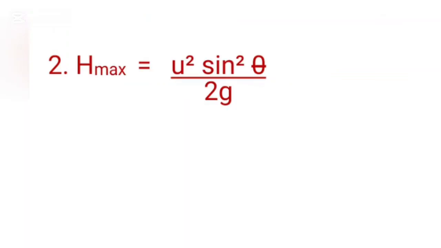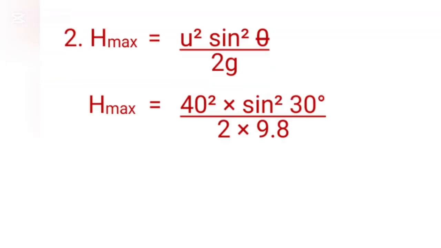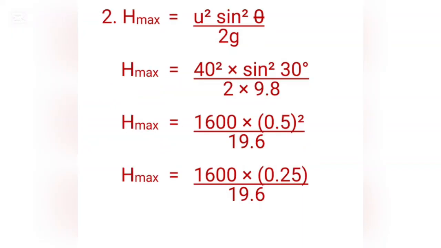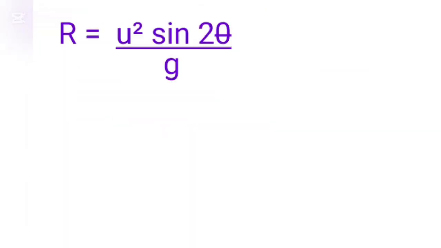Number 2. Calculate the maximum height reached. Maximum height H is equal to u square sin square theta over 2g. Substituting in the values, we have 40 square times sin square 30 degrees divided by 2 times 9.8. We now have 1600 times 0.5 all square divided by 19.6. Final answer: 20.41 meters.